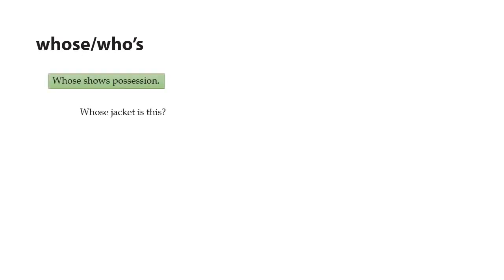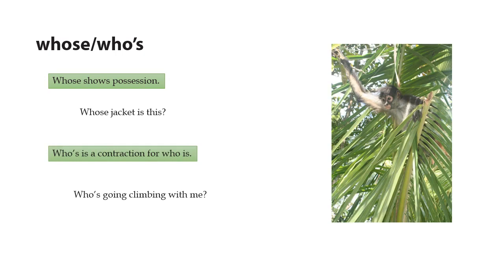Whose and who's. WHOSE shows possession. Whose jacket is this? WHO apostrophe S is a contraction of who is. Okay, who's going to climb with me? And a way to know which one is the right one here is to uncontract it and see if it makes sense. Who is going to climb with me makes sense, so we know that would be who apostrophe S. It wouldn't make any sense to say who is jacket is this, so we know that that's the one that takes the WHOSE.